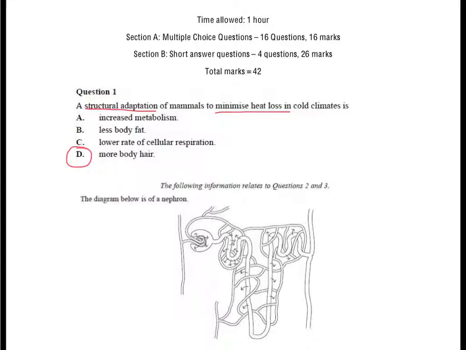Okay, increased metabolism. Yes, that is something that we would expect to see in animals that live in cold climates, but it is not a structural adaptation. That is something that the body does, and so that is physiological. Less body fat, so B, that is something that would actually maximise heat loss. So that's something that we'd see in animals that live in warmer climates. And a lower rate of cellular respiration. Well, cellular respiration actually produces heat, so we'd actually want to maximise that rate in an animal that lives in a cold climate, which means that the correct answer is D.